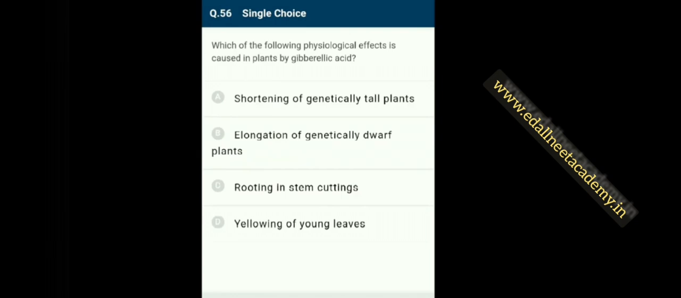Question number 56. Which of the following physiological effects is caused in plants by gibberellic acid? One of the important hormones as a growth regulator in plants is gibberellin. It is a type of promotory hormone. All varieties of this hormone are acidic. They produce a wider range of physiological effects in plants. One of the effects of this hormone is an increase in the length of the stem axis, which is used in elongation of genetically dwarf plants. Answer is option B, elongation of genetically dwarf plant.